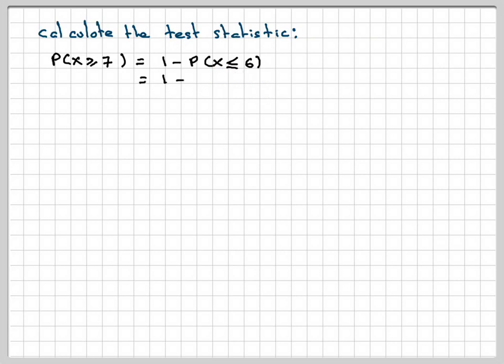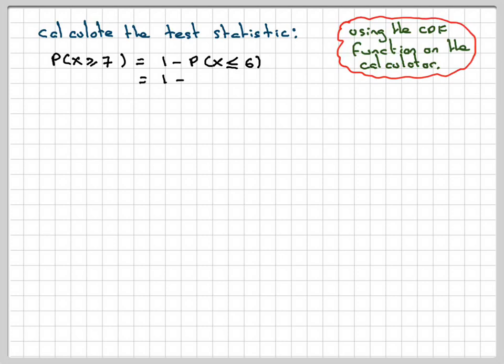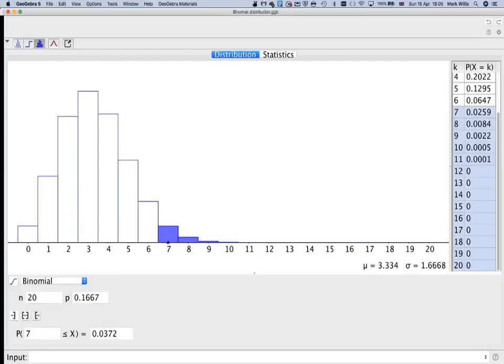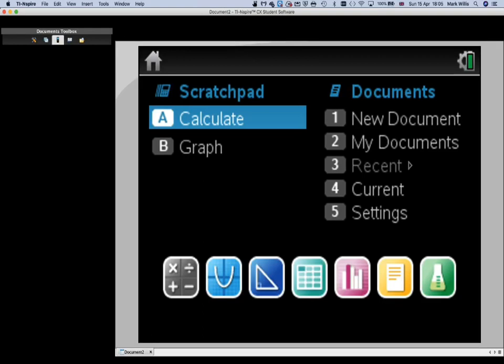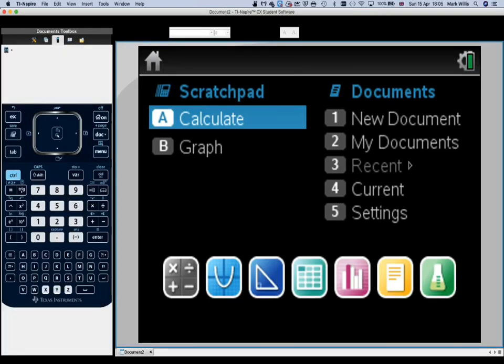Now we have to calculate this bit using the CDF function on your calculator. I have a TI-Nspire, but it can be done on the Casio ClassWiz and other types of calculator. So going to my TI-Nspire, when I turn it on, it looks like this. So I go to this one here.